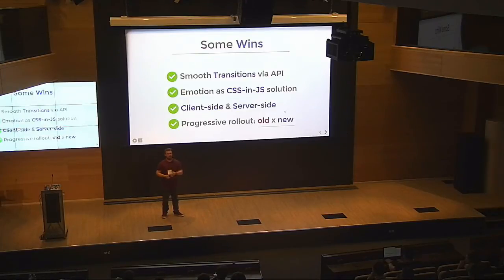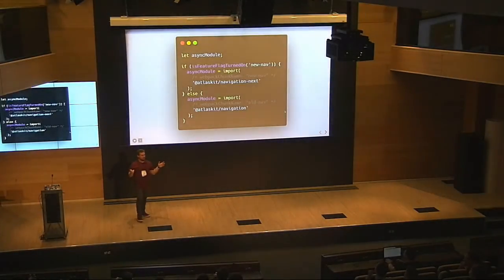And we got some improvements built in. The components are client-side and server-side compatible. So independently of the way that we want to use them, like Jira is using server-side render and Confluence uses client-side render, it's up to them. And we can do progressive rollout, which makes things easier. So we can have the old navigation component and the new navigation. Because they are different packages, we are able to do something like this.